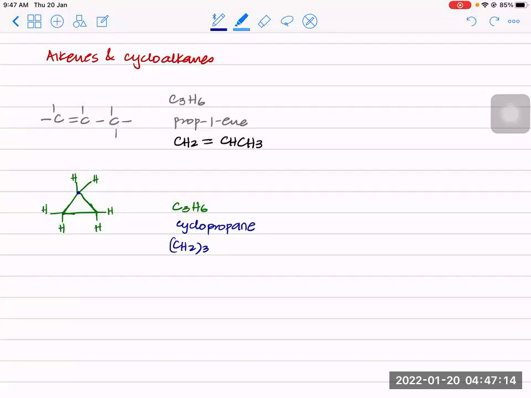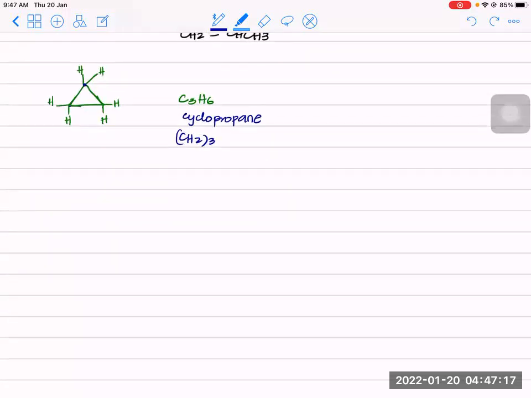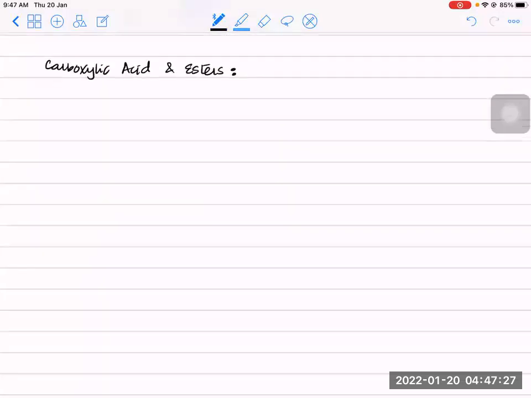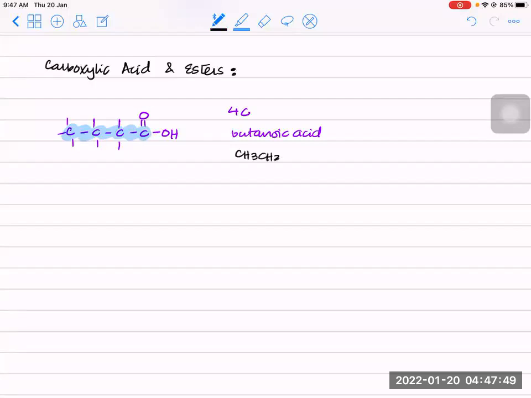Clear? Let's see carboxylic acids and esters. Let's see the functional isomers here. Let me take a 4-carbon acid. So you have a 4-carbon acid, main chain 4 carbons. Yes, this is what? Butanoic acid. And then we write the structural formula. It will be CH3, CH2, CH2, CO2H.